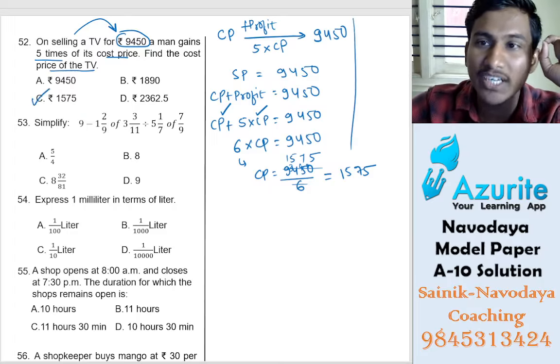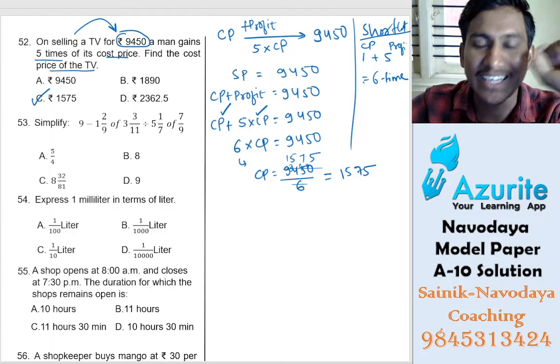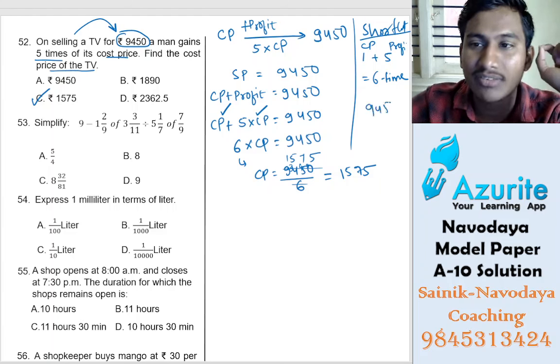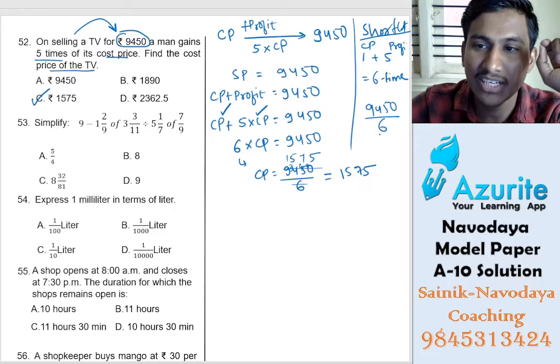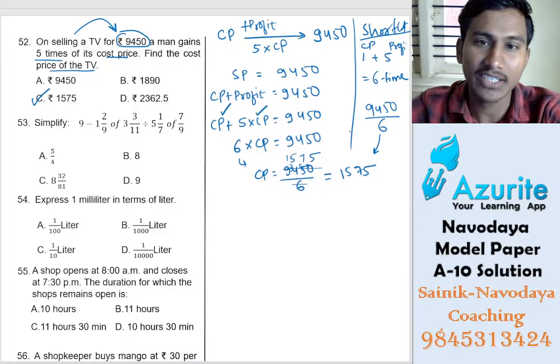So how should you do it in the shortcut? That is 1 time cost price and 5 times profit. So total will be 6 times, right? So we have to directly divide with 6 times, that is 9450 divided by 6. So answer will come same here. You should divide with this shortcut. Understand?